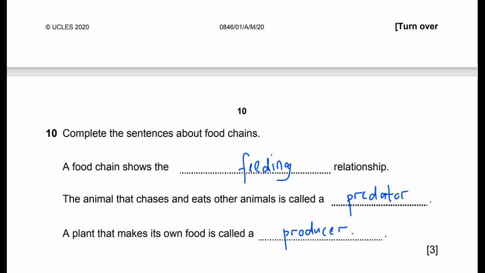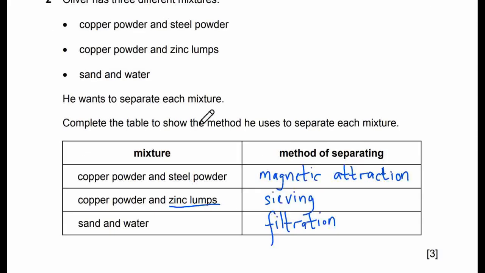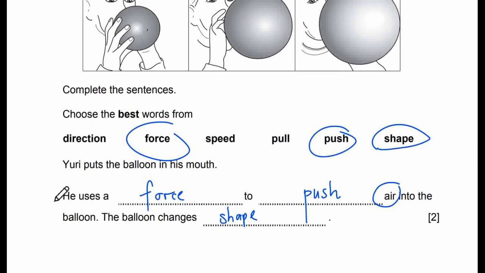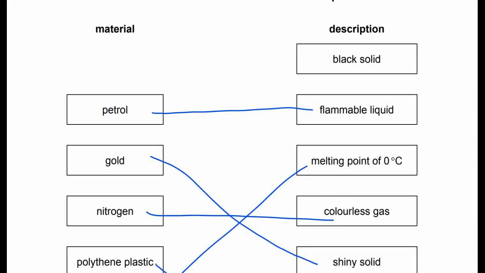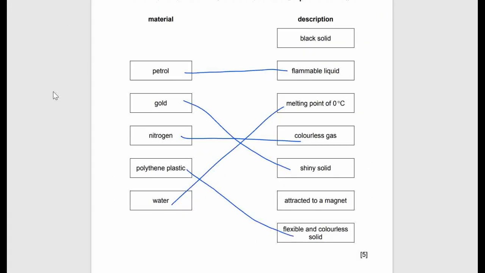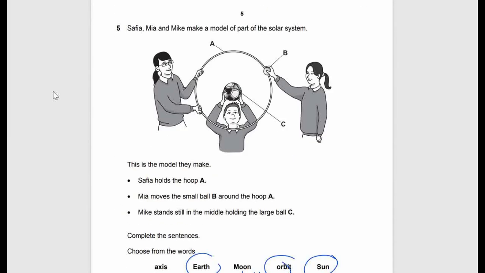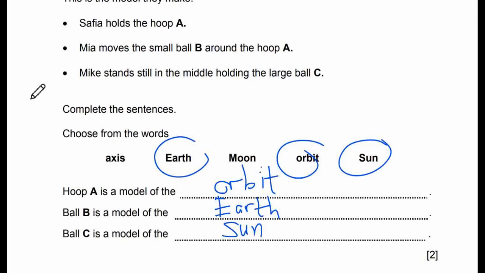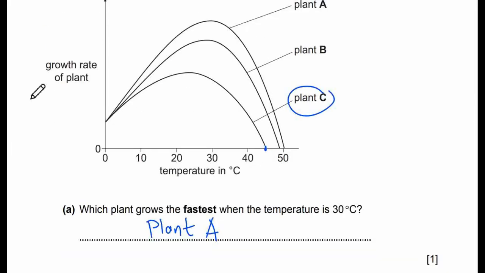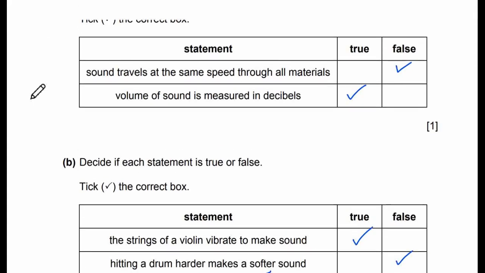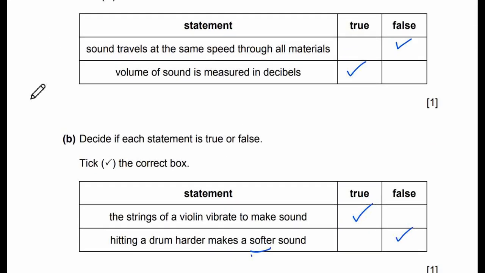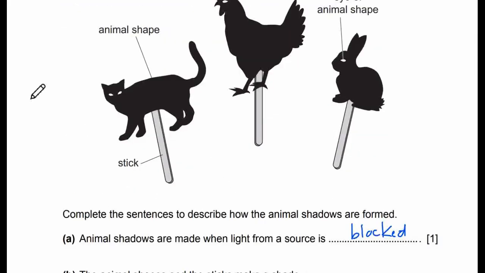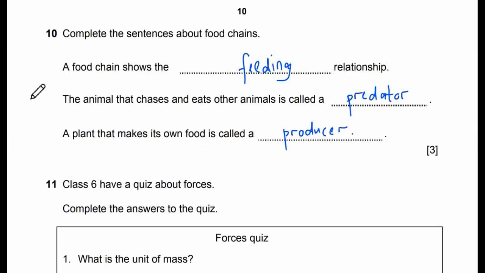This is number 1, and this is number 2, and this is number 3, and this is number 4, this is number 5, this is number 6, A and B, and this is number 7, 7A, 7B, this is number 8, ABC, this is number 9, ABC, and this is number 10.